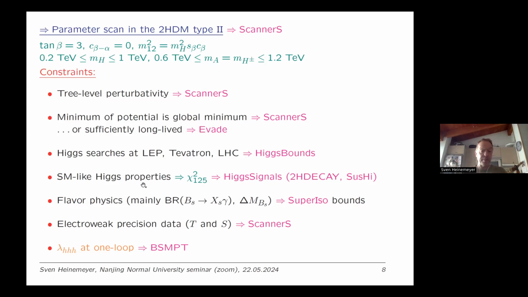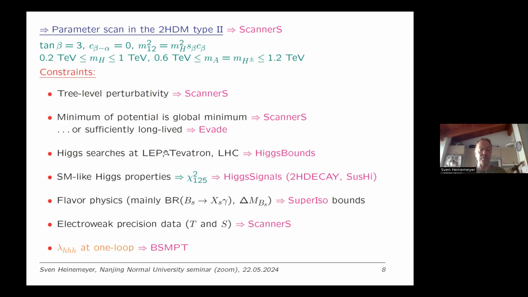Flavor physics can be important, and mainly the charged Higgs sector enters through these 2 observables, and we require that these are also okay. And finally, electroweak precision data, mainly incorporated here via the S and T parameter, the Peskin-Takeuchi parameters, are also taken into account. So these are all the constraints.